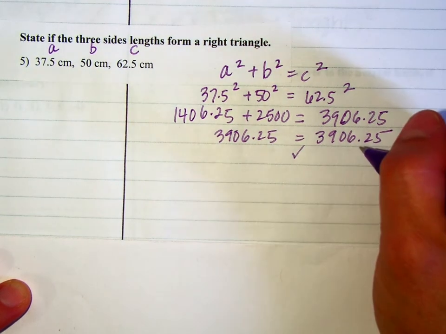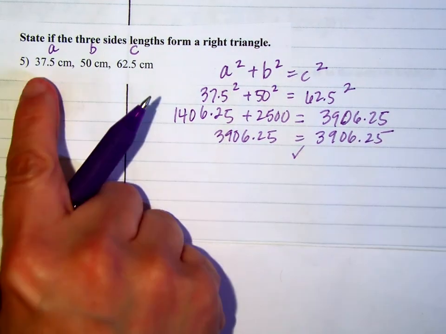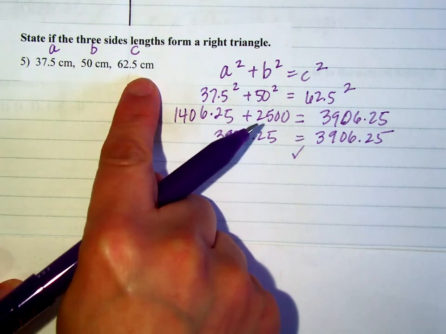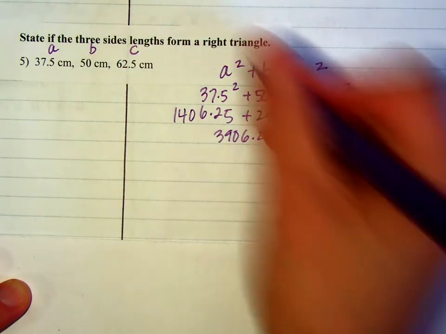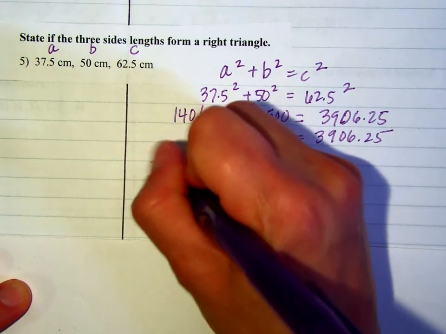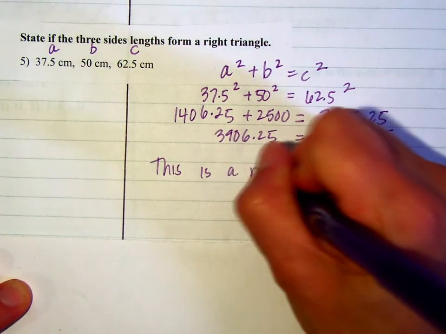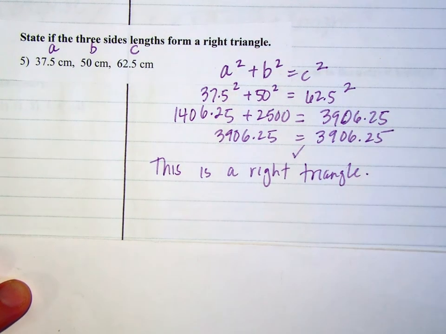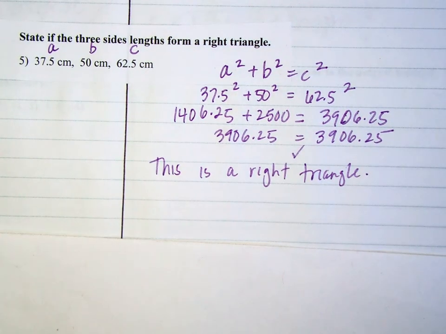So what does that tell us? That tells us that the lengths of these 3 sides are making a right triangle. Okay? So this is a right triangle.